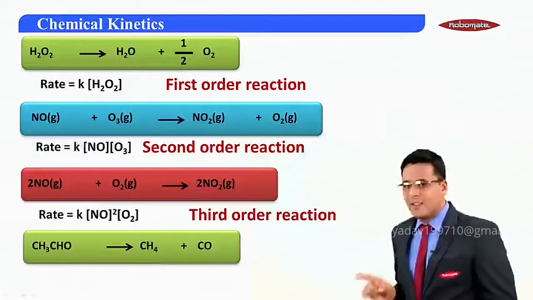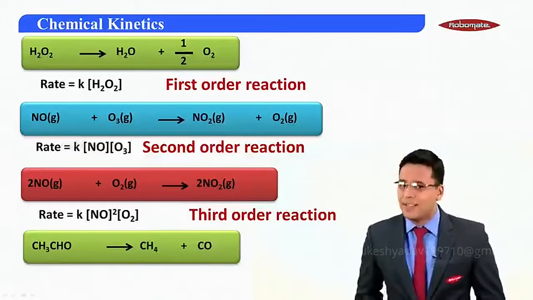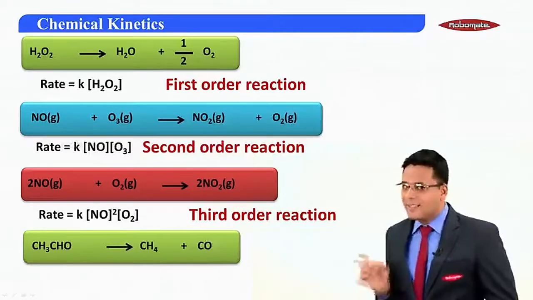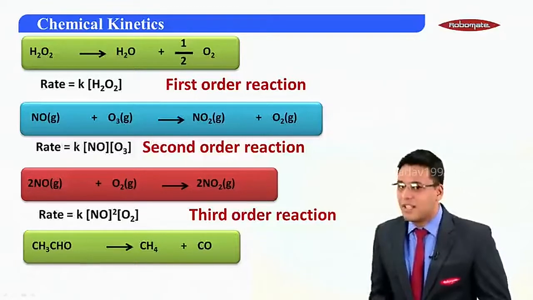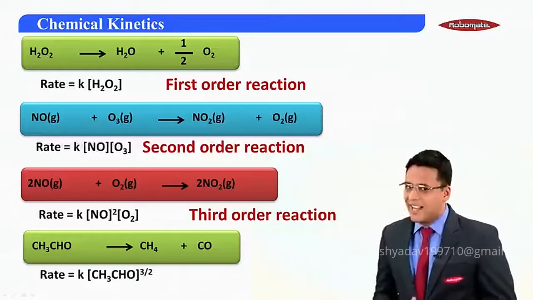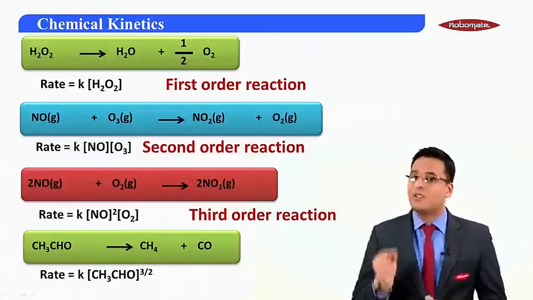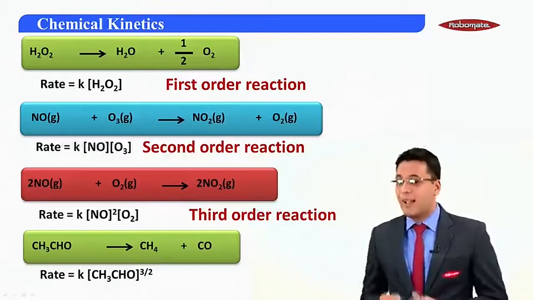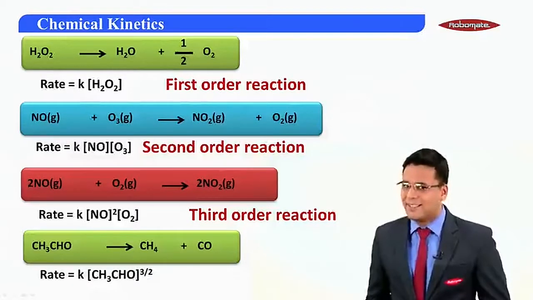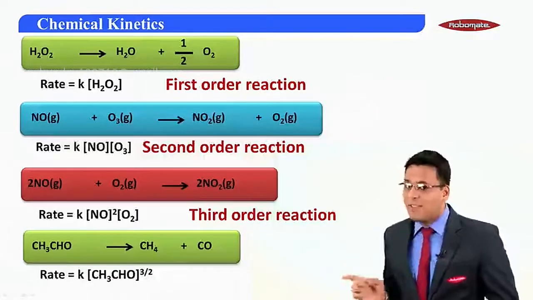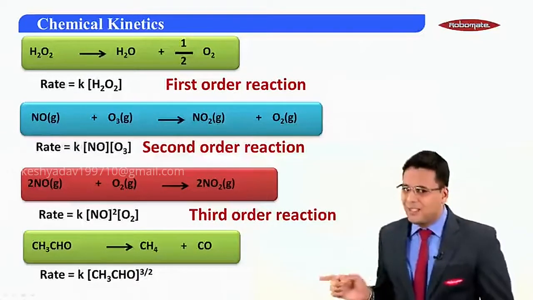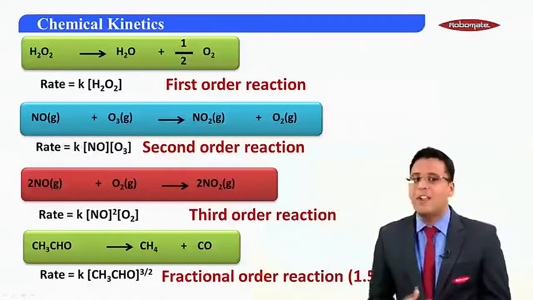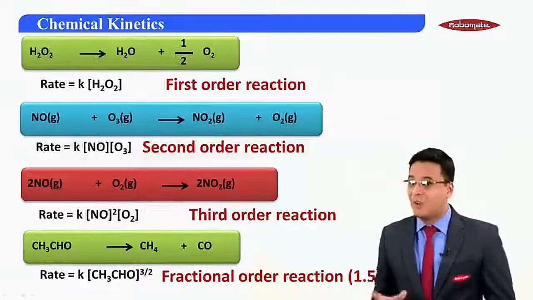Now you take this reaction right here, CH3CHO, that is acetaldehyde giving methane plus carbon monoxide. In this reaction, the rate law expression is rate is equal to K into acetaldehyde concentration raised to 3 by 2. Now what exactly is going on here? If you remember, I told you that alpha and beta are determined experimentally, which means they can also have fractional values. This one, for instance, is a fractional order reaction and the order is 3 by 2, which is nothing but 1.5.